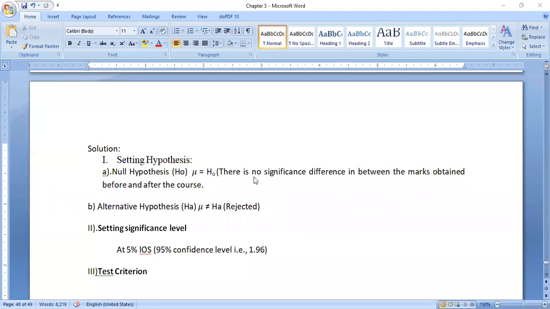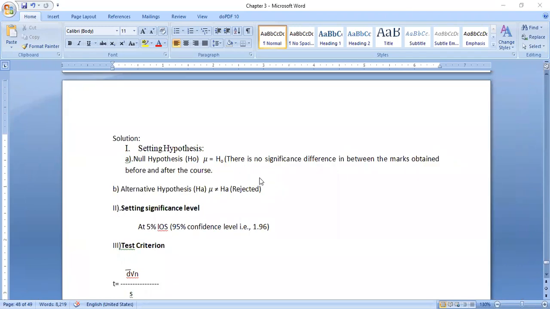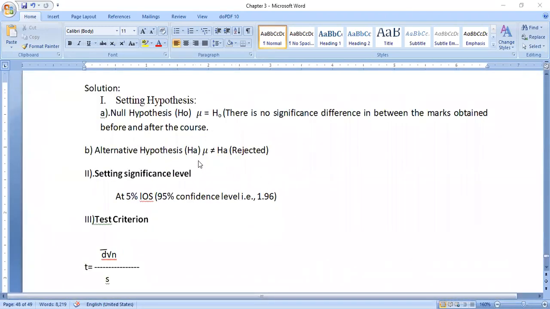Okay, so here alternative hypothesis, that is HA, mu is not equal to mu naught, that is rejected. The first step is completed. In this way we have to write the step. Then next one, setting significance level. Setting suitable significance level, or setting significance level, we will write.